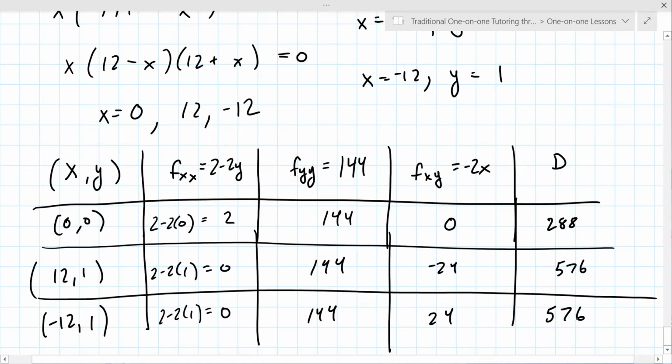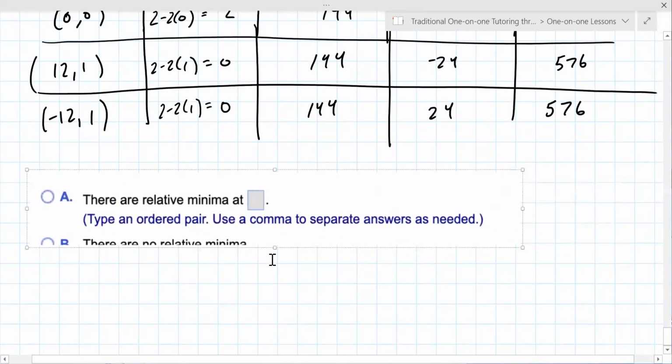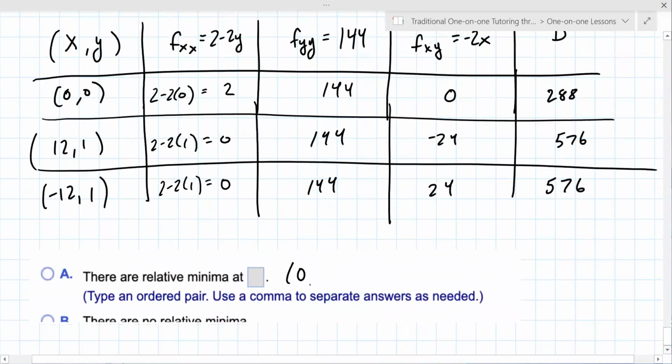Huh. It says use commas to separate answers. So they're all positive. Fxx is positive in all cases, so that means they're all relative mins. Okay, so let me try to show how that would be answered. Oh, and we've got to put the values back in. Oh, you just need where the relative minimum is. So relative minimums are at 0, 0, 12, 1, minus 12, 1.